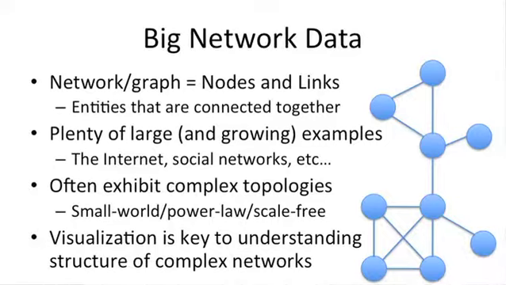So the epitomal example is a social network. You have a set of people and you have a set of links between them if they're friends or not. There's plenty of examples of this. Large data sets, large social networks, large computer networks, large biological networks, they're all over. Any field has these large graph data sets.